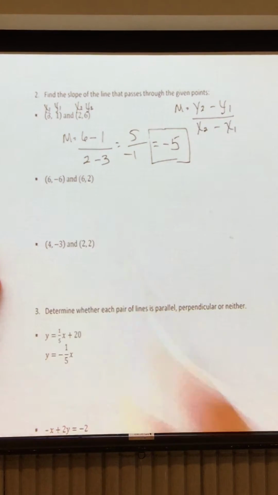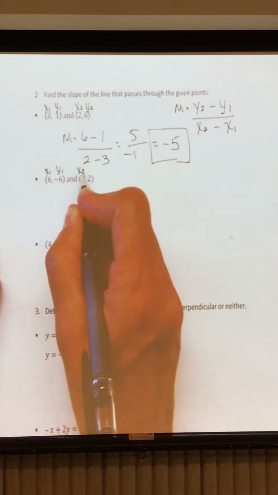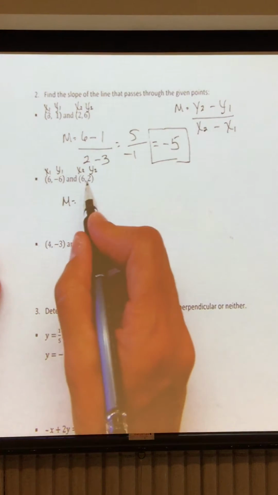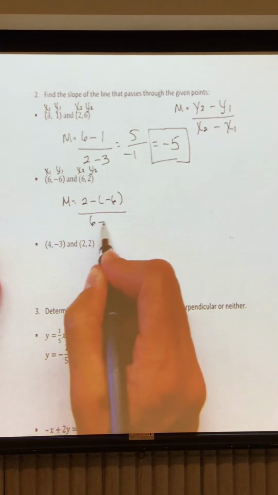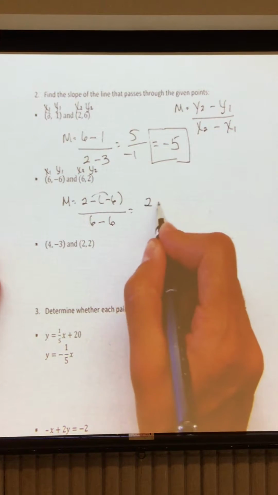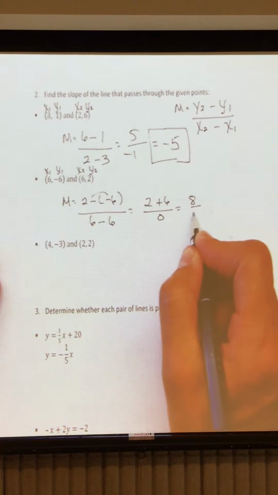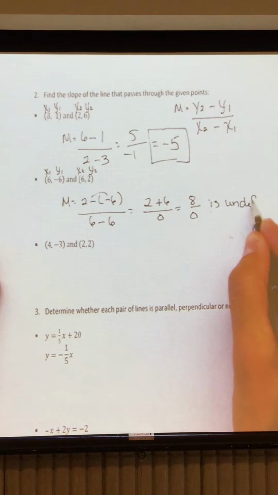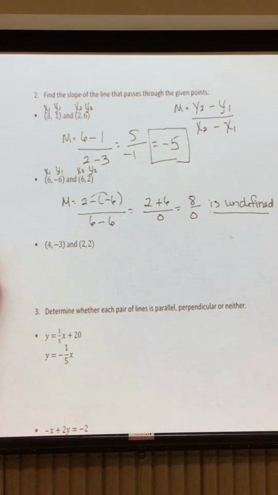Okay, the second pair of points, again, let's label x1, y1, x2, y2. So our slope is y2 minus y1, so 2 minus negative 6, over x2 minus x1. Again, a negative and a negative is a positive. So we have 2 plus 6 over 0. 8 over 0 means your slope is undefined. So for a slope to be undefined, that means you have a vertical line.